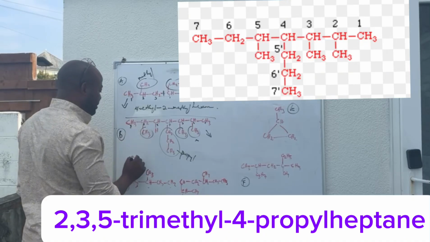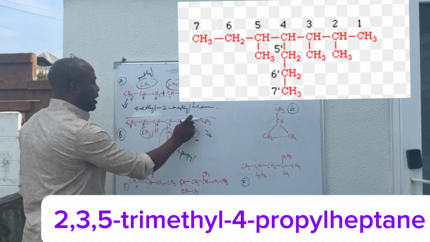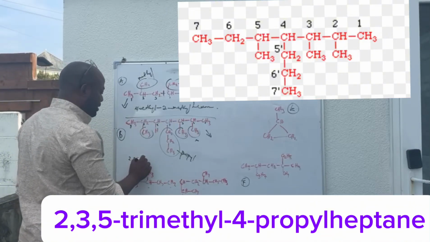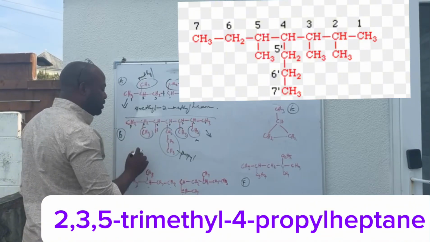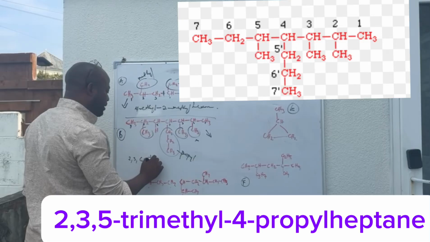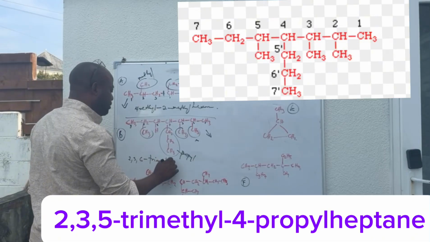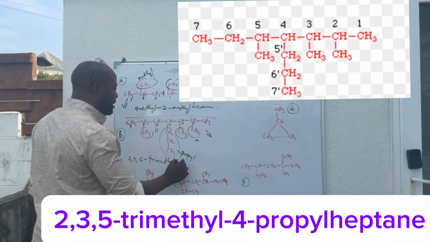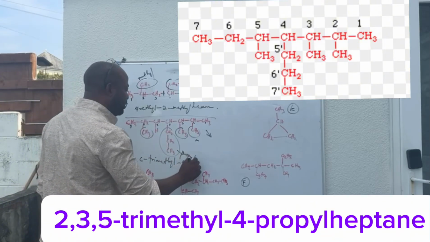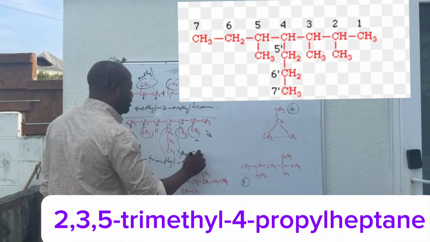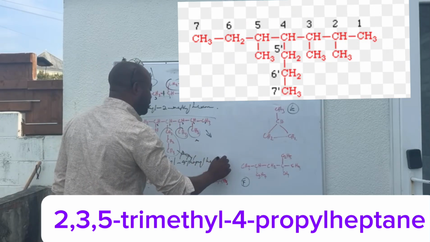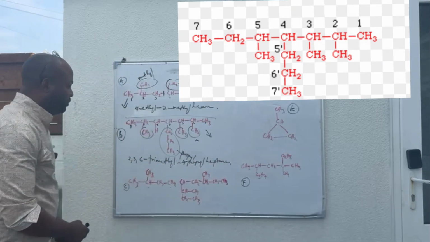This one is 6, yes? 2, 3, 6. 1, 2, 3, 4, 5, 6. Yes, 2, 3, 6. Don't forget that it appears 3 times, so it becomes trimethyl. Then our propyl is on top of 4, so 4-propyl. Then the family name, which is 7, heptane. We don't leave that one out.